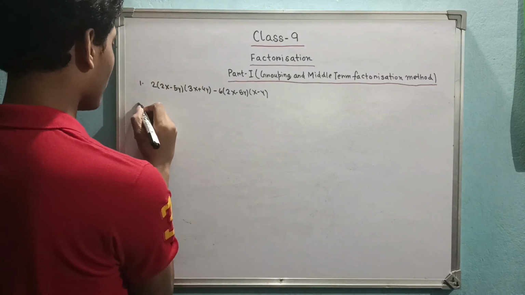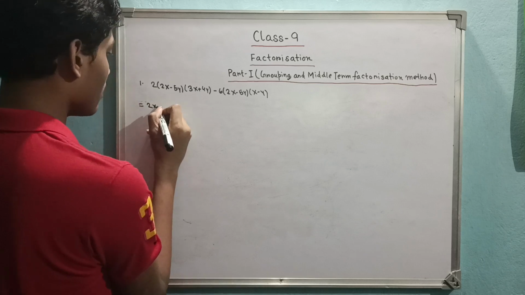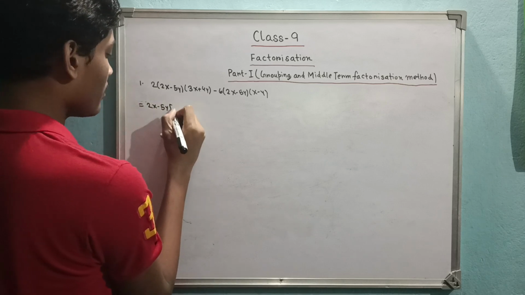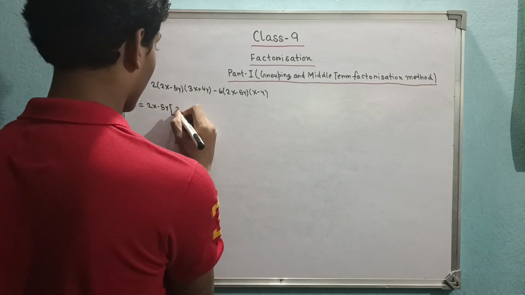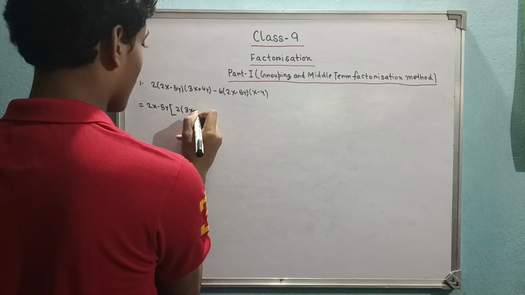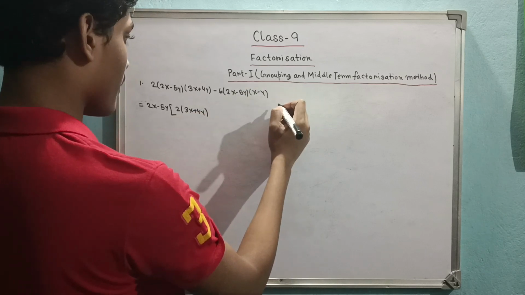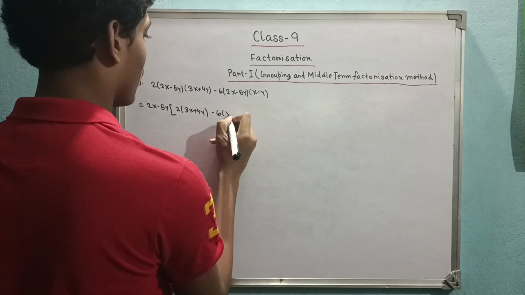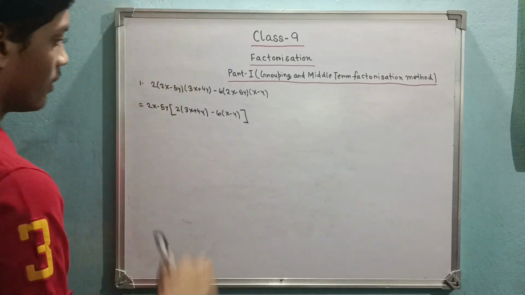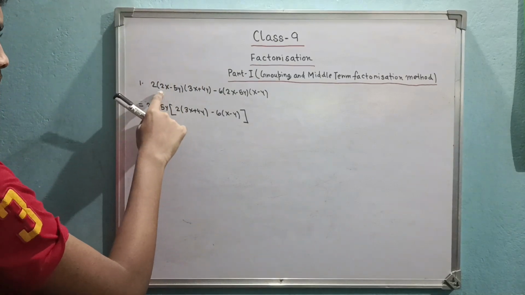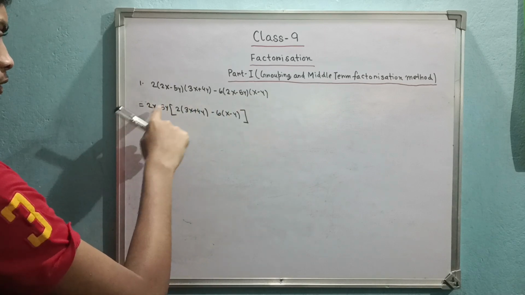So I can now write this as equal to 2x minus 5y. Let's start a third bracket. I remove 2x minus 5y from here. It will be 2 into 3x plus 4y, right? And here we are left with minus 6 into x minus y. First bracket close, third bracket close. See, now if you back calculate, this comes out if we multiply this with this, and this comes out if we multiply this with this.